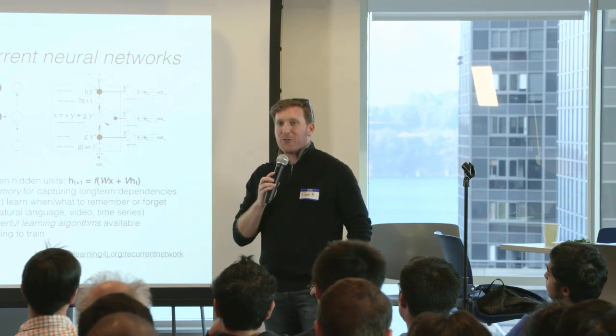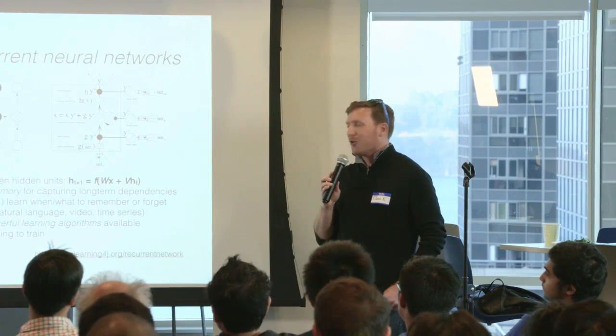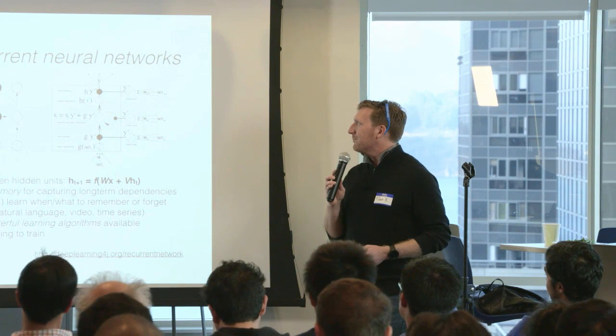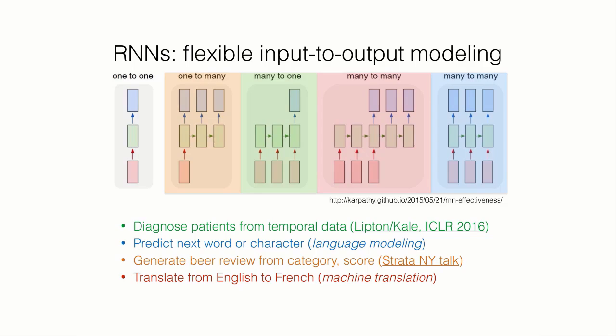These are among the most flexible and powerful learning algorithms that we have today. They're also among the hardest to train. RNNs, as I mentioned, are very, very flexible. There's all kinds of different input to output modeling that you can do. So there's diagnosing patients from temporal data. I have a paper on this at ICLR in 2016. This is a many-to-one problem. You have a sequence of observations of the patient while they're in the hospital, and then you just want to spit out probabilities about whether the patient has a disease.